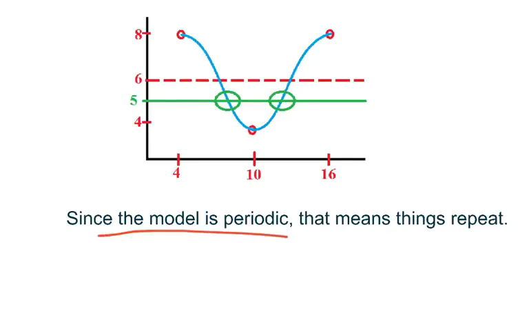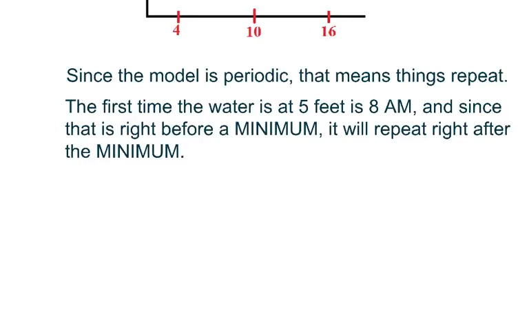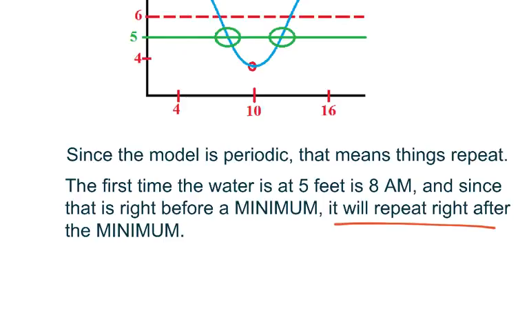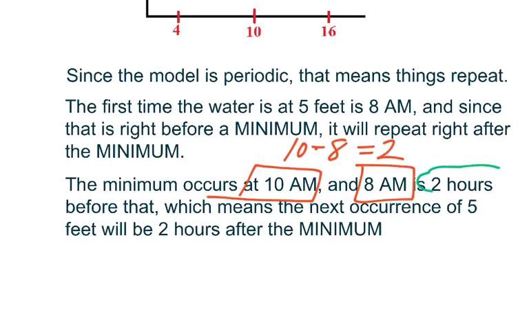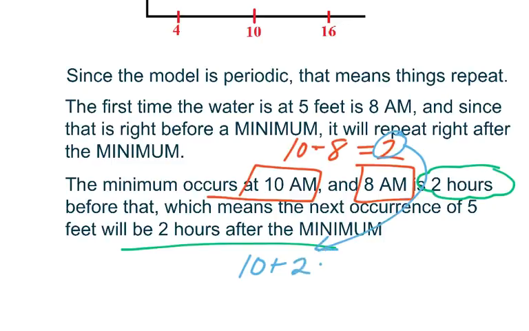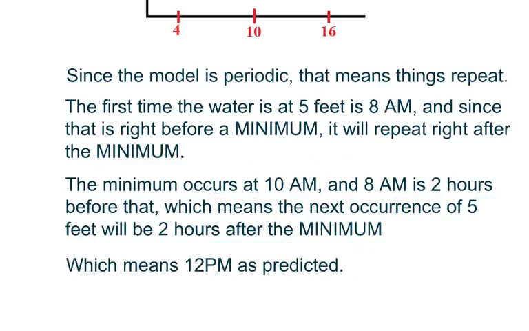So since this model is periodic, that means things start to repeat. Well, here is 8, and so the first time is 8 a.m. and since it's right before the minimum, it will repeat right after the minimum, which means we subtract the minimum time of 10 and 8. So 10 minus 8 is 2. That's where we get the 2 hours from. And that means the next occurrence will be 2 hours after the minimum. So that means we take 10 and add this 2, and we get 12. So that means 12 p.m. as predicted will be the other time.